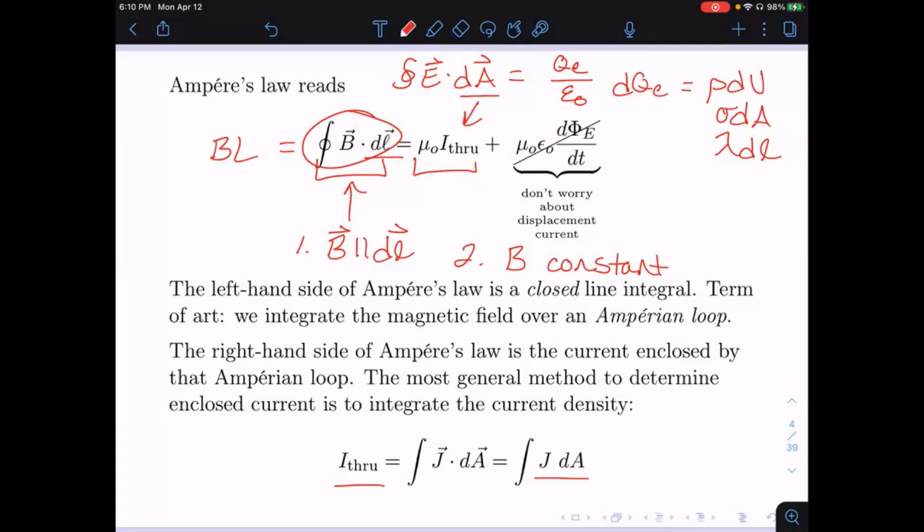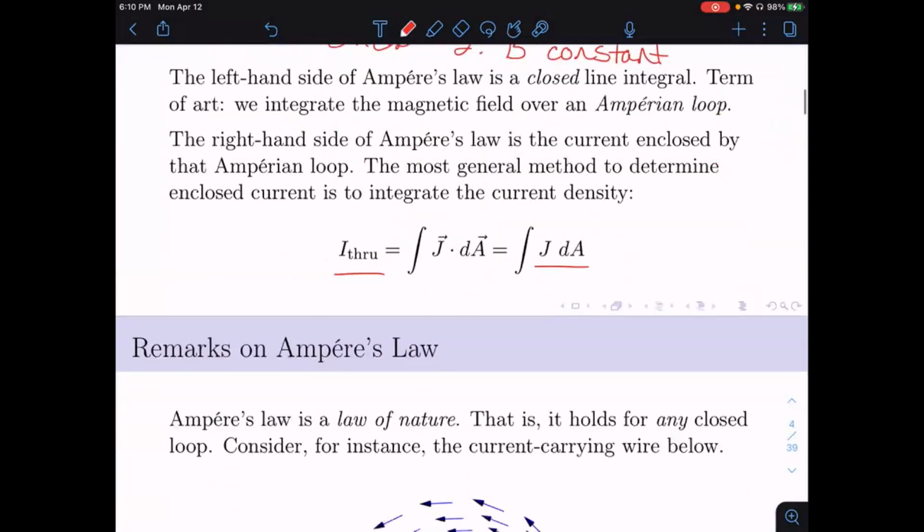And then like Nick said here in the notes, please don't worry about displacement current quite yet. That's Maxwell's addition to this equation, and we'll touch on that next week in unit 4A. So don't worry about that yet, just mu naught I through for this unit. That being said, move on to the next slide.